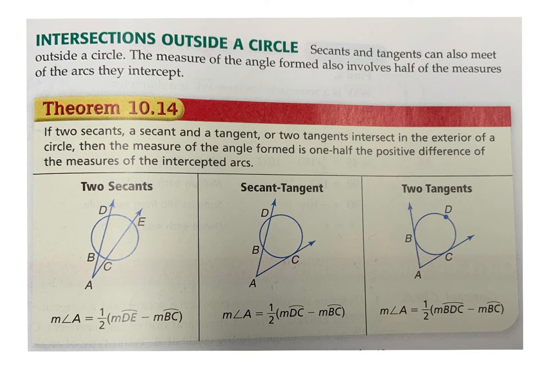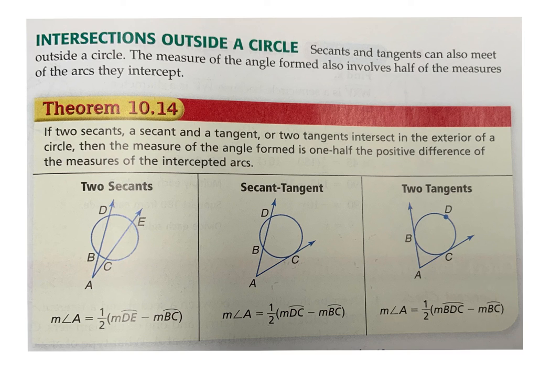That option can happen. We have a secant and a tangent. Again, secant cuts through it, tangent touches it at 1 point, but they meet outside, so the vertex here is outside. And then we have two tangents. Also, they touch at 1 point, but they meet outside. How you calculate the angle that's formed is exactly the same.